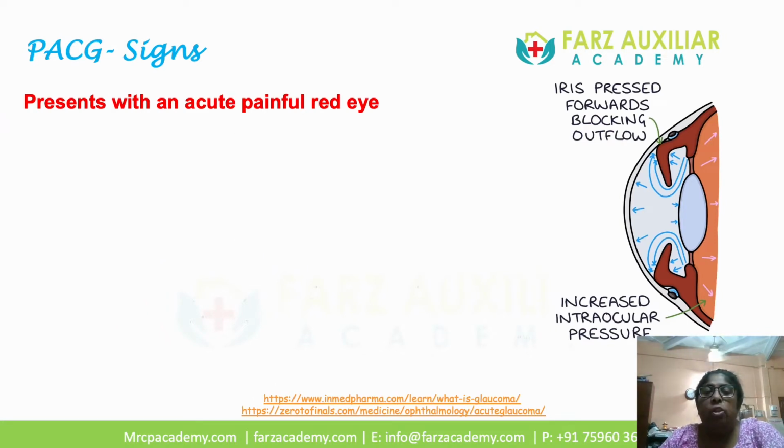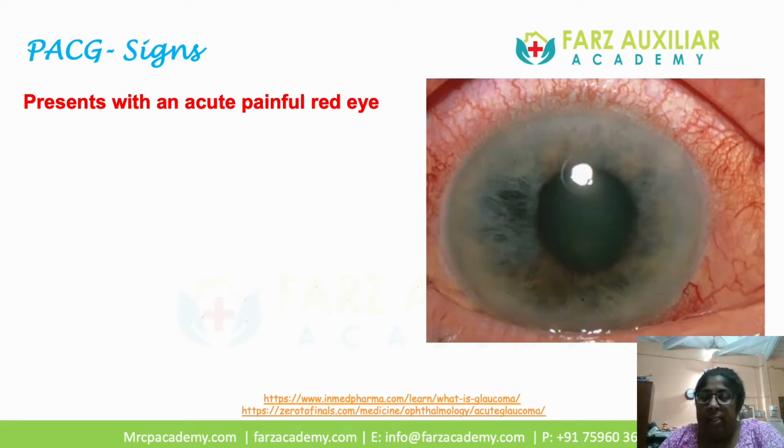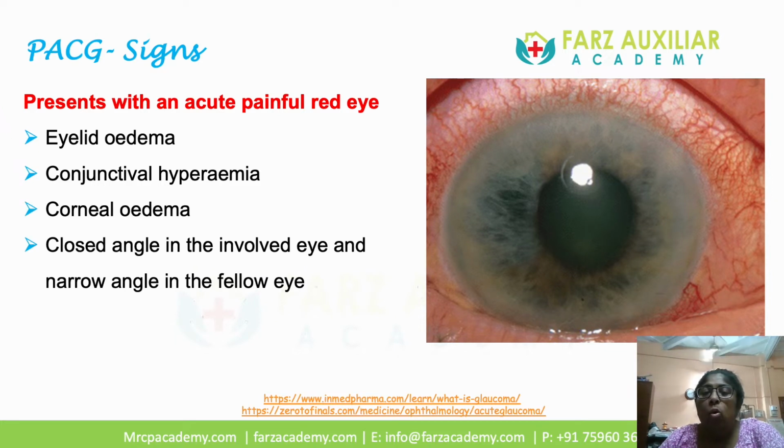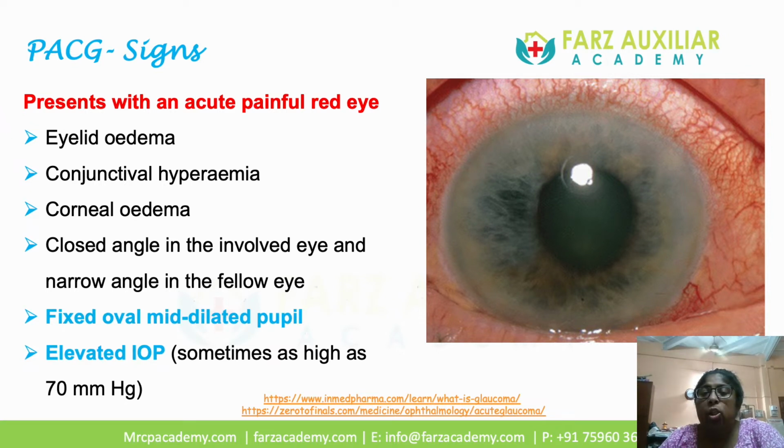The signs of PACG. It presents with an acute painful red eye. This can be given as a question in your exams. A 65-year-old male patient presents to the emergency with an acute red eye. What is the likely diagnosis? The signs include eyelid edema, conjunctival hyperemia, corneal edema, that's haziness, closed angle in the involved eye and a narrow angle in the fellow eye, fixed oval mid-dilated pupil as seen here, and elevated intraocular pressure, sometimes as high as 70 millimeters of mercury.